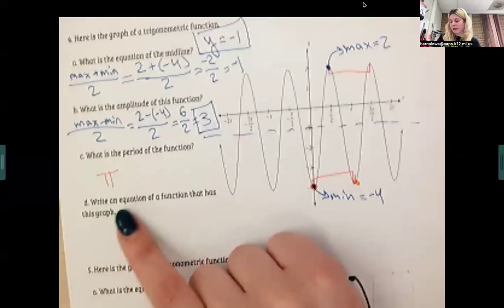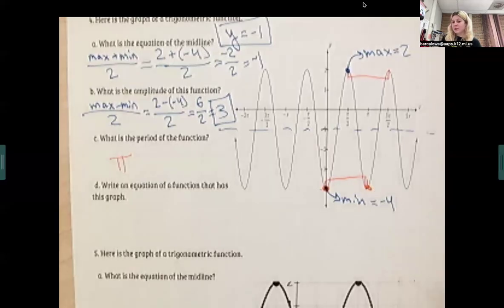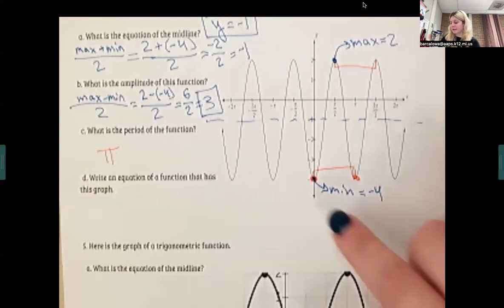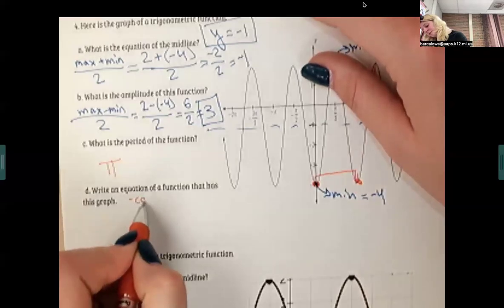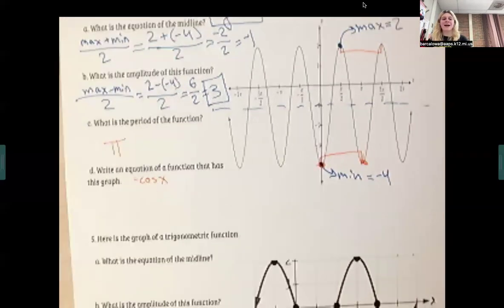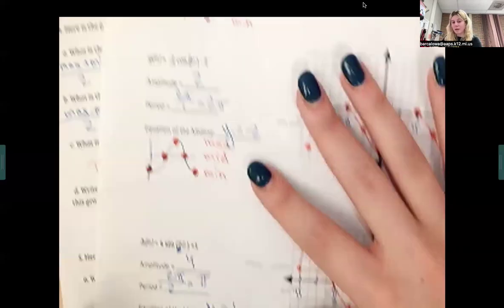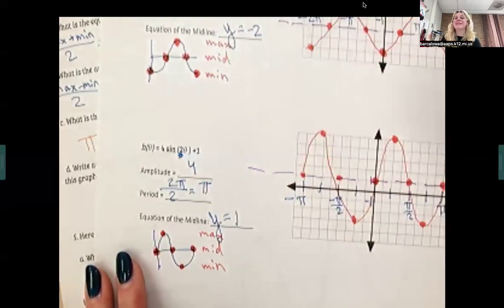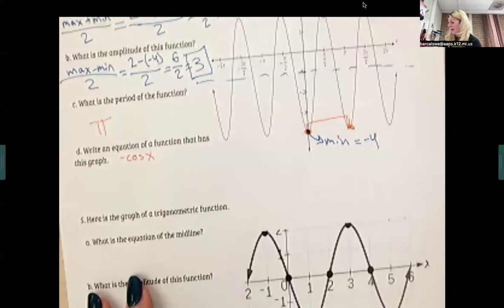So then here's the tricky part. Write an equation of a function that has this graph. So first I need to see, is this a sine or a cosine? Is it positive or negative? Okay, this starts at the bottom, goes up and down. So this is going to be a negative cosine function. I also need to find my b value. Okay, remember for all of these, this number here in my equation is connected to the period, but it is not equal to the period. So this pi is not my b value, okay?